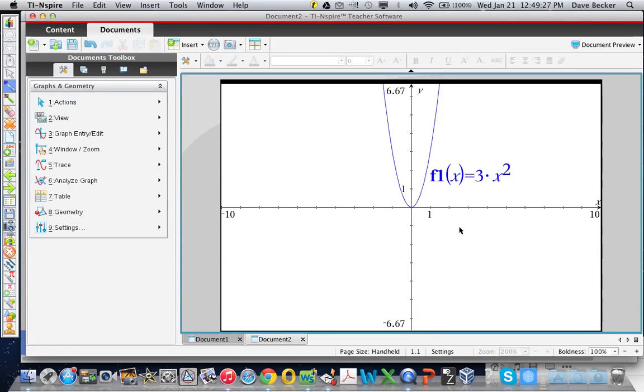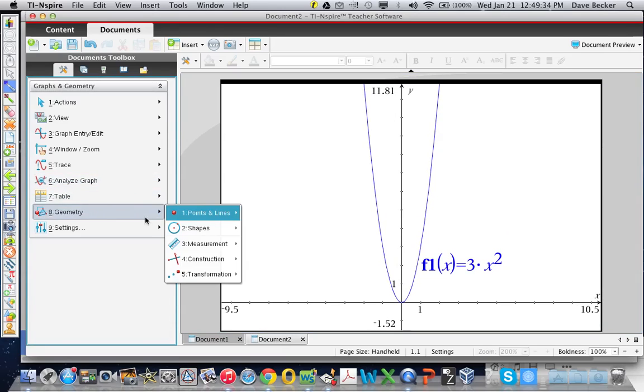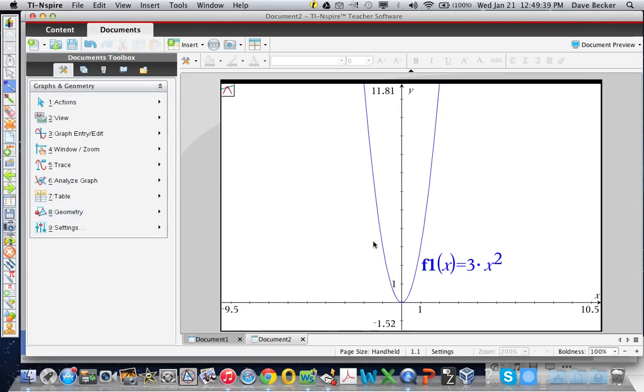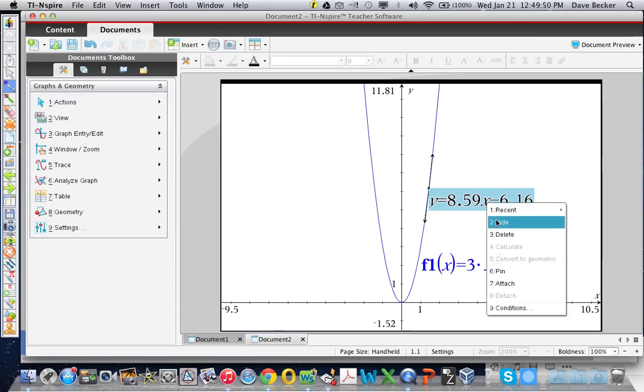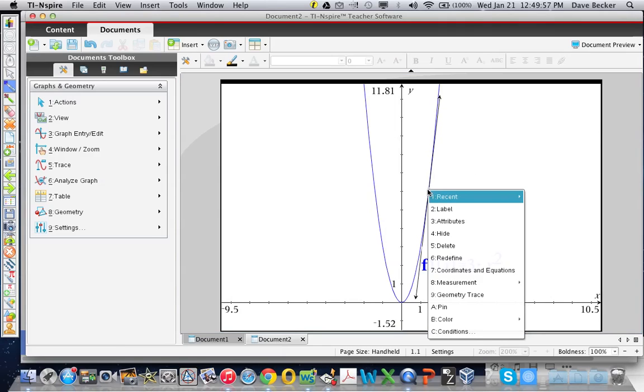Okay, looks like that. And I'm going to drag it down a little bit, and then I'm going to do the tangent, points and lines. I want to do a tangent line, and I'm just going to put it on this graph and do this point real quick, and I'm going to hide that because I don't need it. I don't need the equation. Hide. Okay, and I'll stretch this out a little bit more. But what I am going to do is I'm going to put the coordinate there.